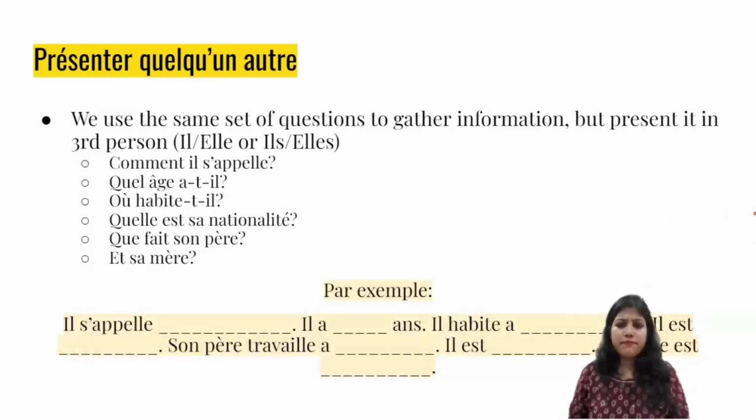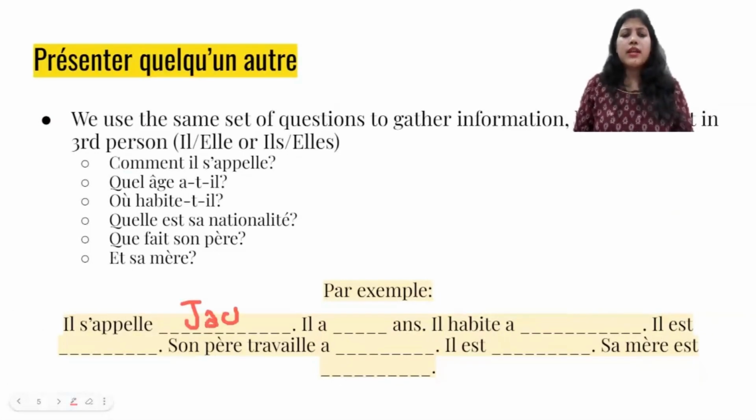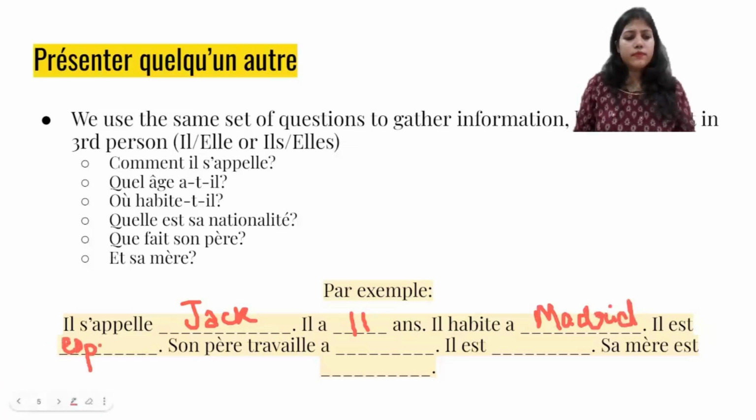For example, again shifting the screen. Il s'appelle Jack. Il a 11 ans. Il habite à Madrid. Il est espagnol. Son père travaille à une banque, so à la banque.